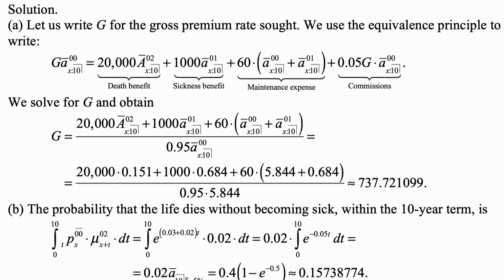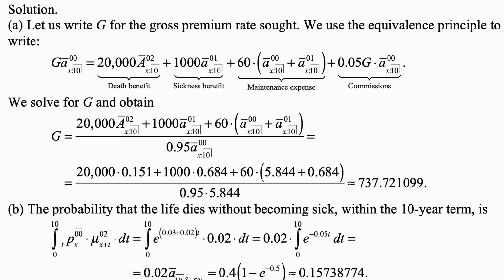We solve for G, and we get G is equal to 20,000 A bar x colon angle 10, 0 2 plus 1,000 A bar x colon angle 10, 0 1 plus 60 times the sum of A bar x colon angle 10, 0 0 and 0 1. And the whole thing is divided by 0.95 A bar x colon angle 10, 0 0. All of these numbers are given. We plug them in.